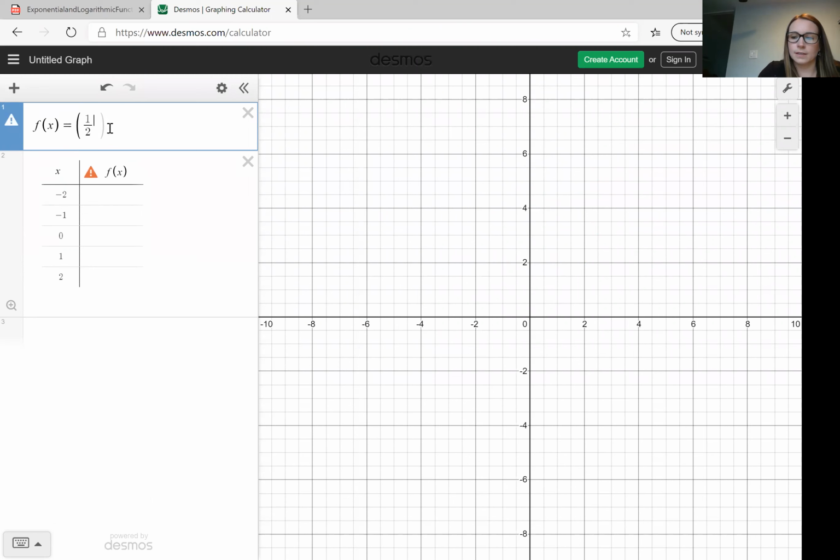All right, and all right, there we go. To the x power. And again, it gives you your values. Okay, so you can see that it is going in the opposite direction. Okay, and these values are getting closer and closer to 0 as you go.